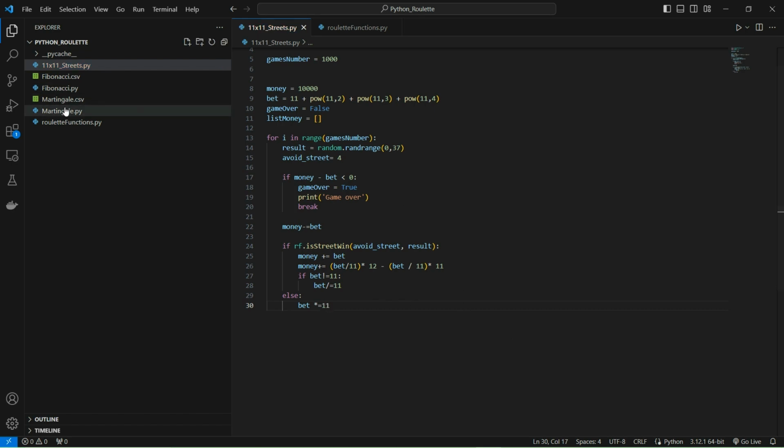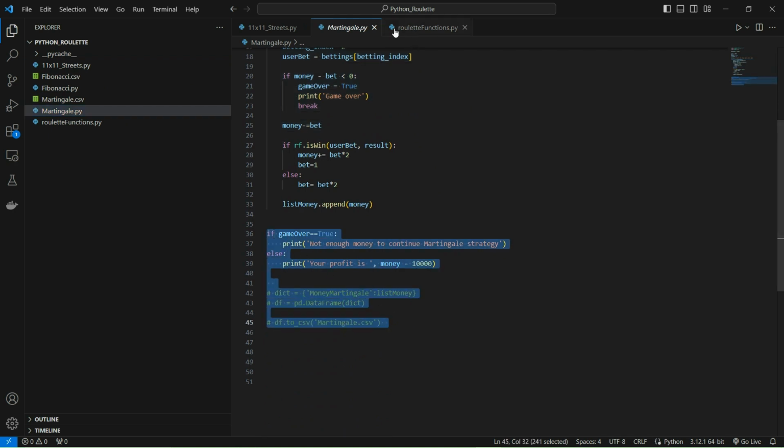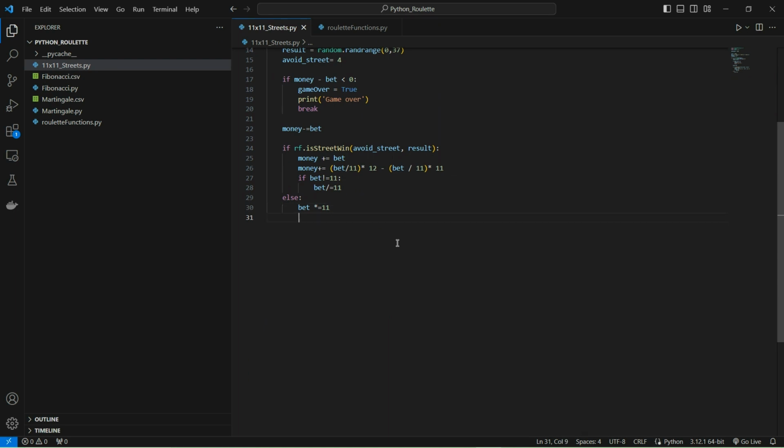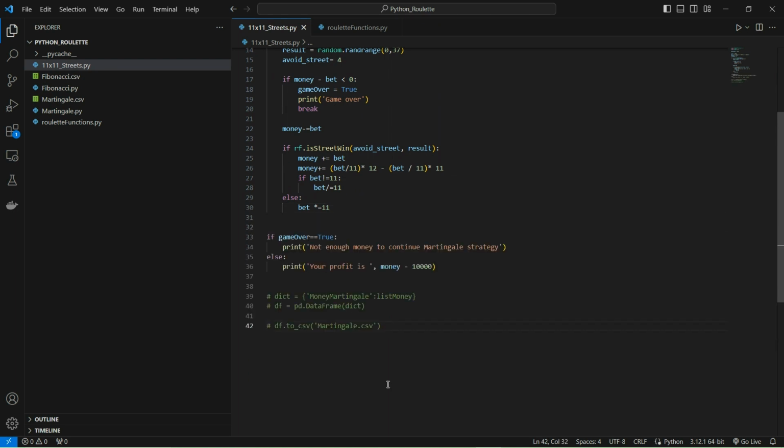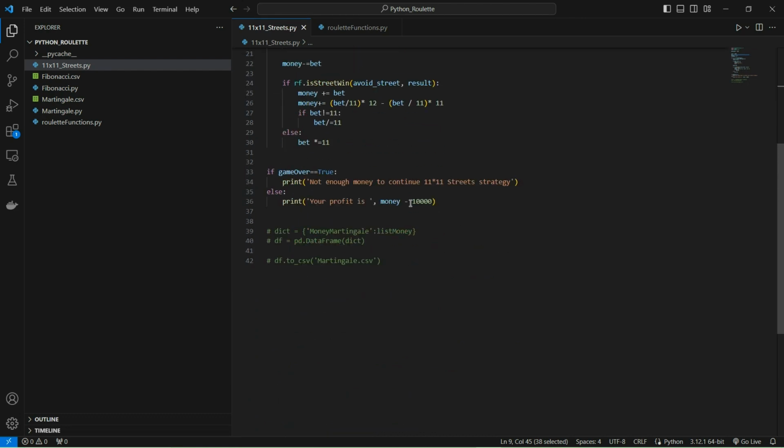Now I will again go to the martingale file and I will copy this and I will paste it here. And I will just change here "not enough money to continue" to 11 times 11 streets strategy. And now I need to change this 10,000 with this and I will paste it here. I will put that in brackets and I will run this code.